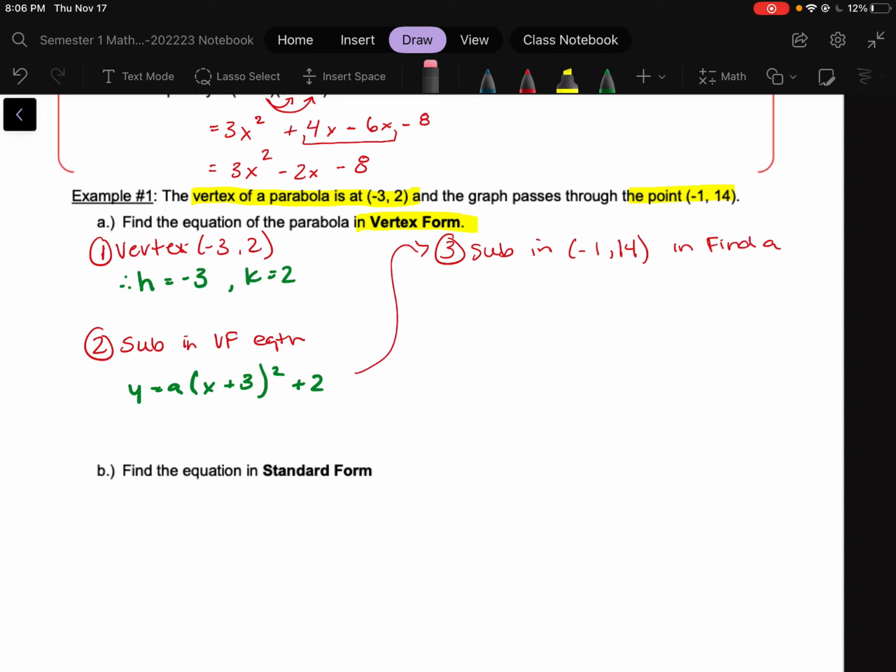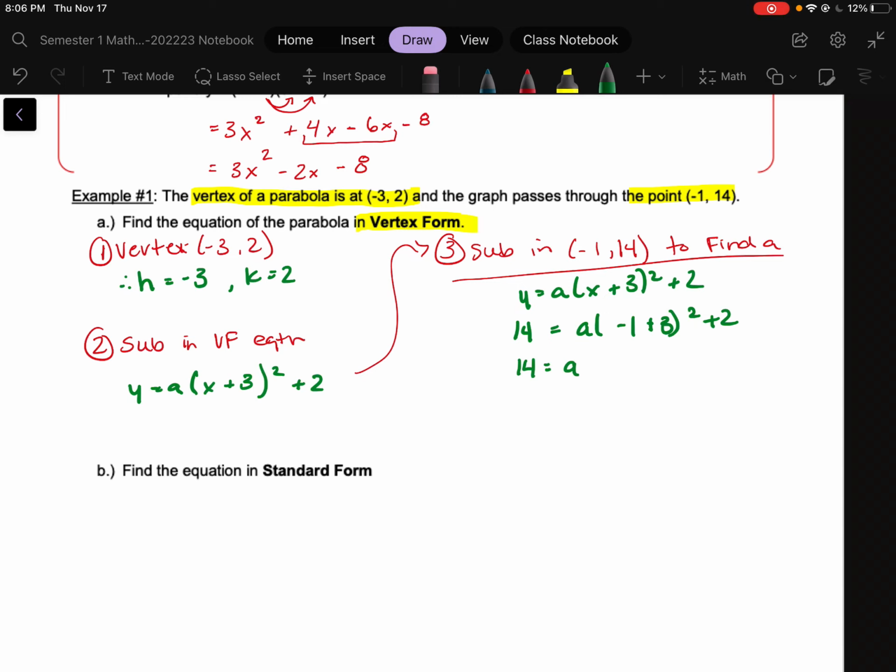Find a. To find a, using the equation that we just had, y equals a(x plus 3) to the power of 2 plus 2, we have to sub in our y and x values. So we have 14 equals a(-1 plus 3) squared plus 2. And now we solve. We have to solve what is inside the brackets first.